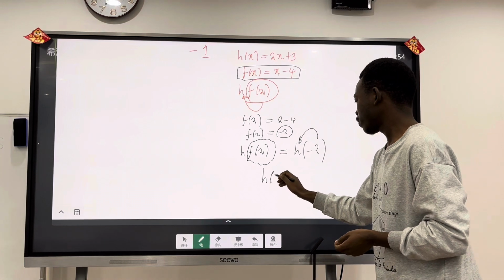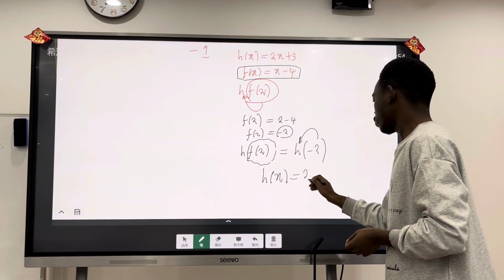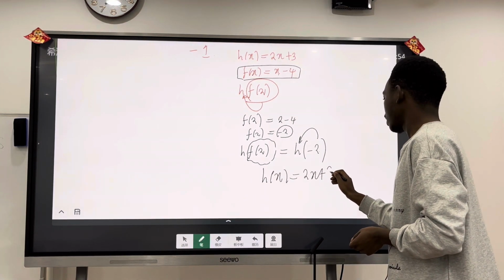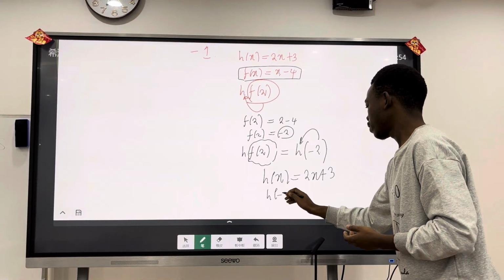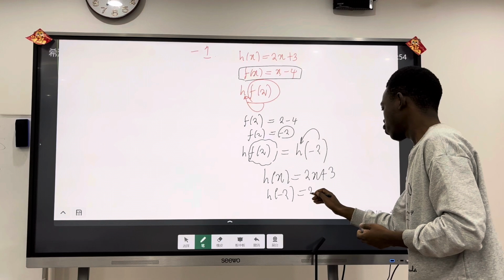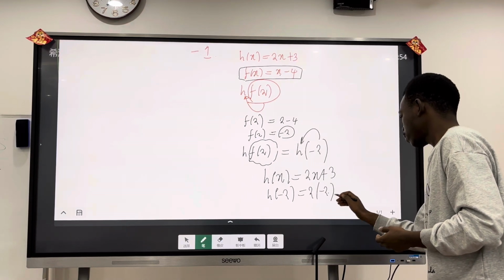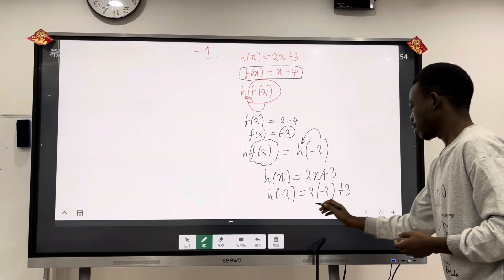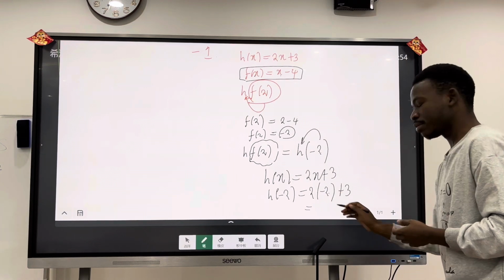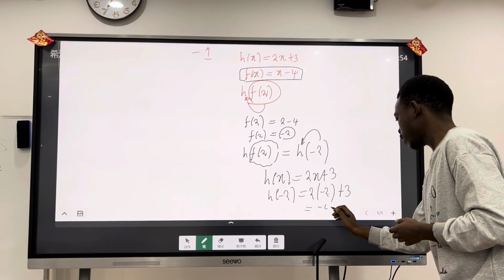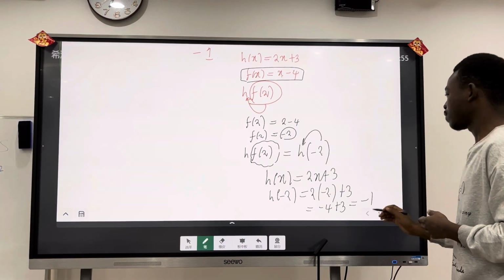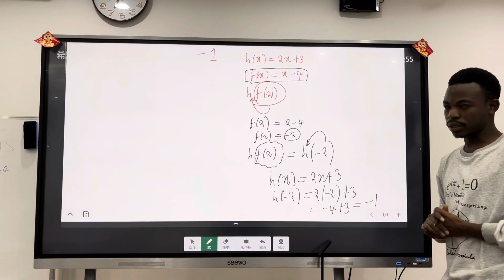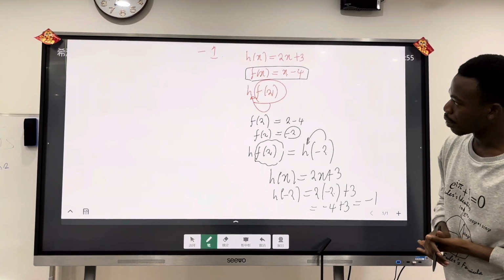We can do that super easy, because we already know what h of x is. So we know that h of x is 2x plus 3. We now want to find h of negative 2. So h of negative 2 will be equal to 2 times negative 2 plus 3. This will give us negative 4 plus 3. And this will give you negative 1, which is similar to what we got in the previous method.